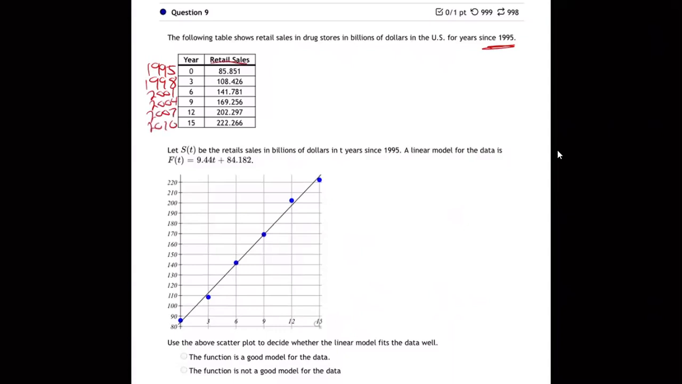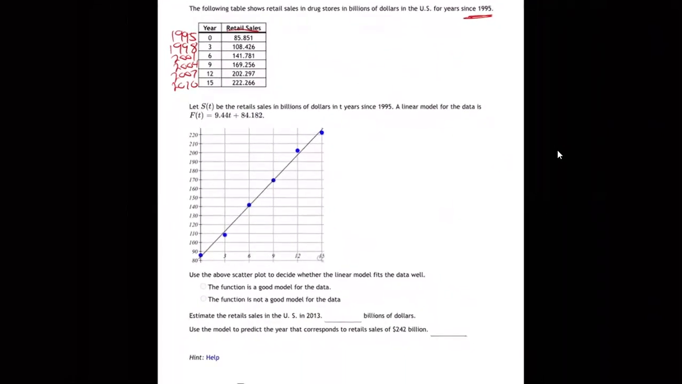And then how are the retail sales? Well, look at that. It's going up, up, up, up, up in billions of dollars in United States drugs. All right, so here's a graph of those dots. See what they did? They made a scatter plot. It's also called a line plot. It's a scatter plot or a line plot.